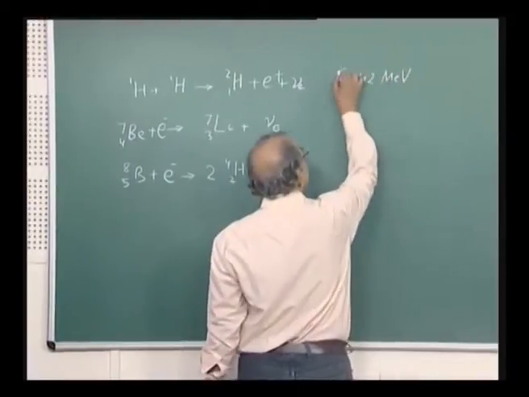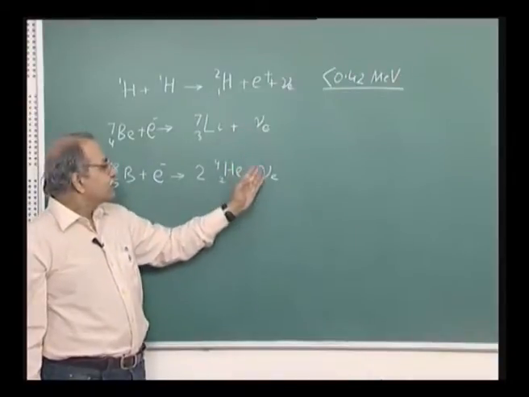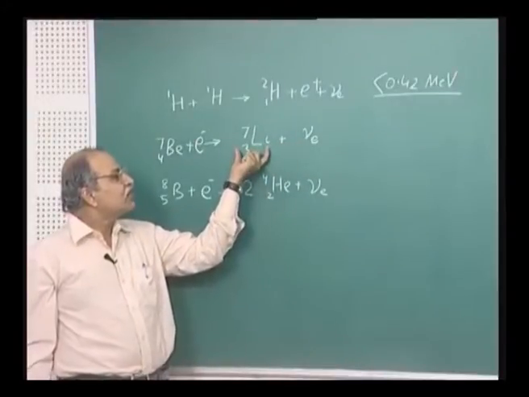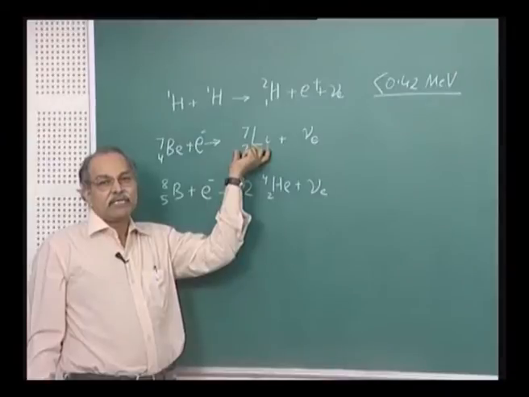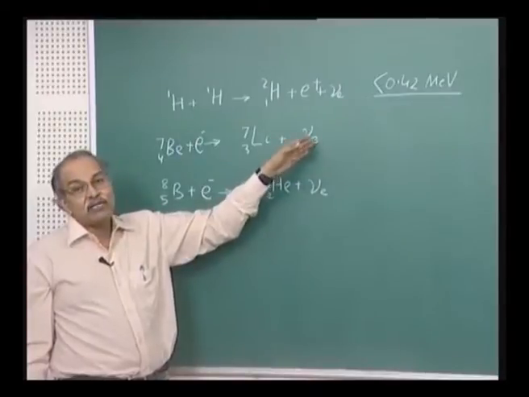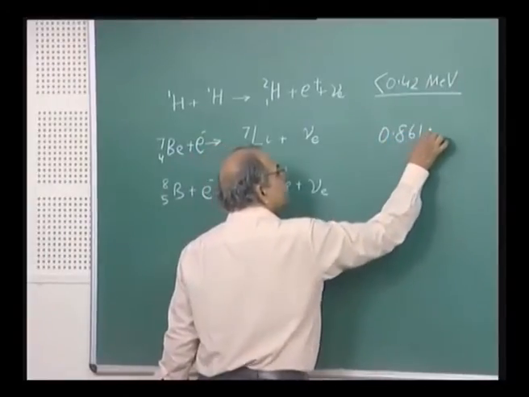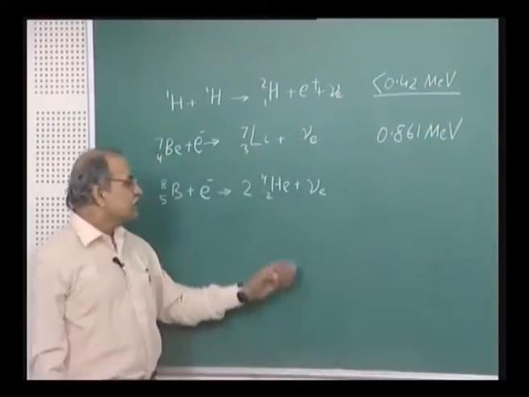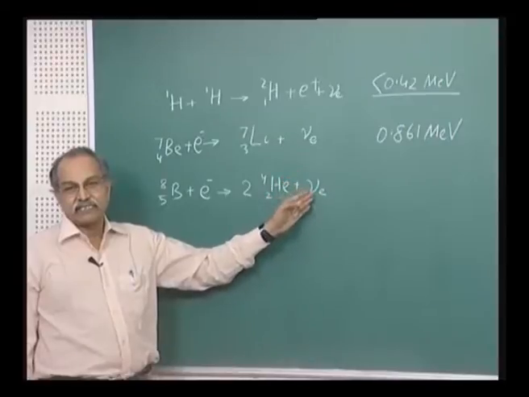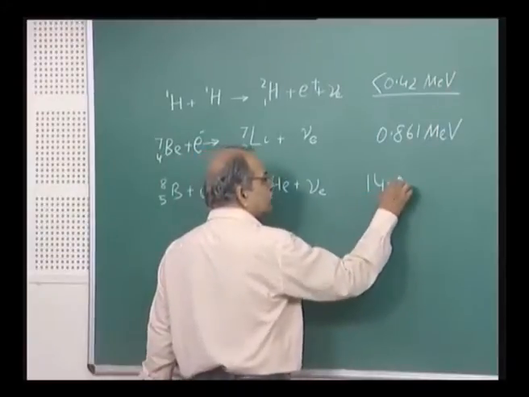So, that energy is less than 0.42 MeV, but in these two cases it is nothing like that. Whatever the Q value is, it is shared only by a very tiny fraction of recoil, and almost everything is taken away by the neutrino. So, these neutrinos are monoenergetic and the energy is 0.861 MeV. And similarly here also this nu e will take away all the energy that is made available through this reaction, and that is 14.03 or so MeV.